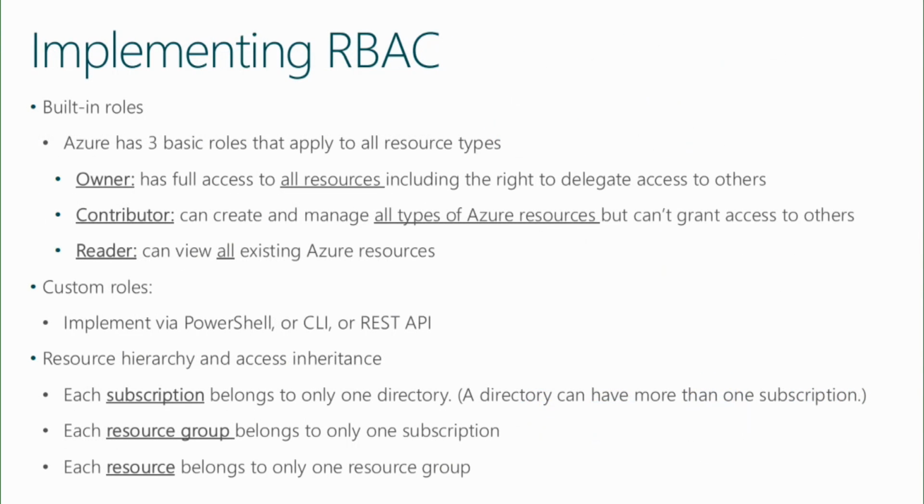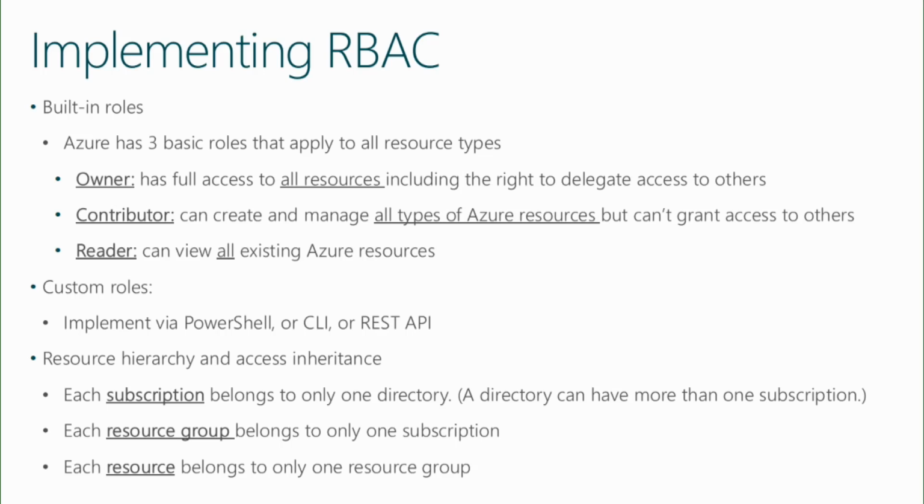Now, there are 3 basic roles that apply to everything. Owner, which means you can essentially do anything. Contributor, which means you can create and manage, but you cannot grant additional permissions. And then reader, which means you can look, but you can't touch. So reader is self-explanatory. Owner, you can do anything, including grant permissions. Contributor, you can create and manage, but not grant permissions. And then reader is you can look, but you can't touch. You can also create very custom roles. So you can create any combination or any type of role that you want.